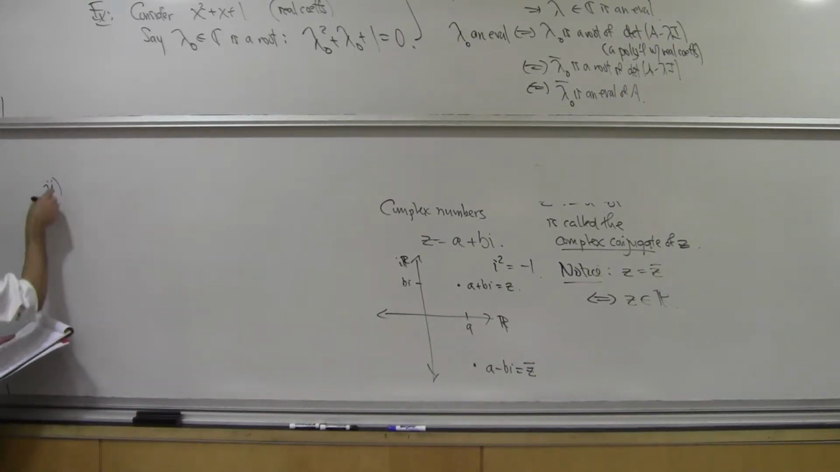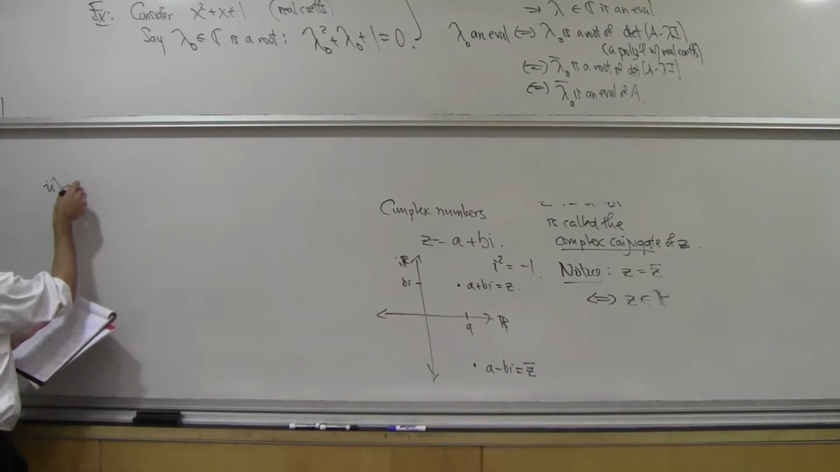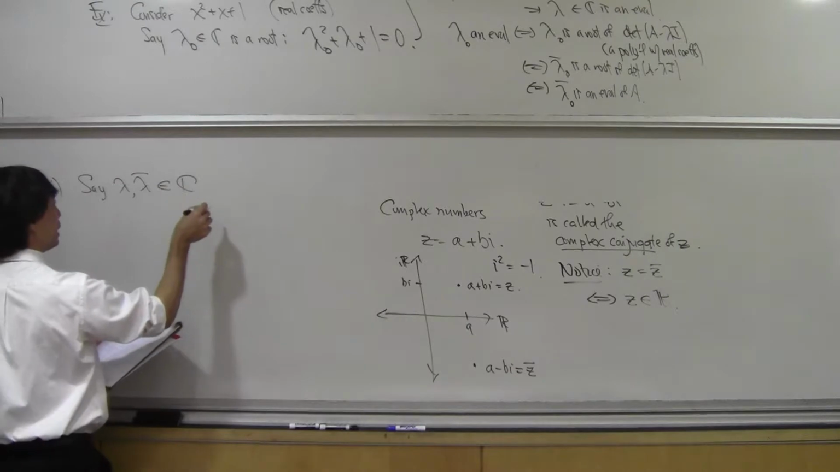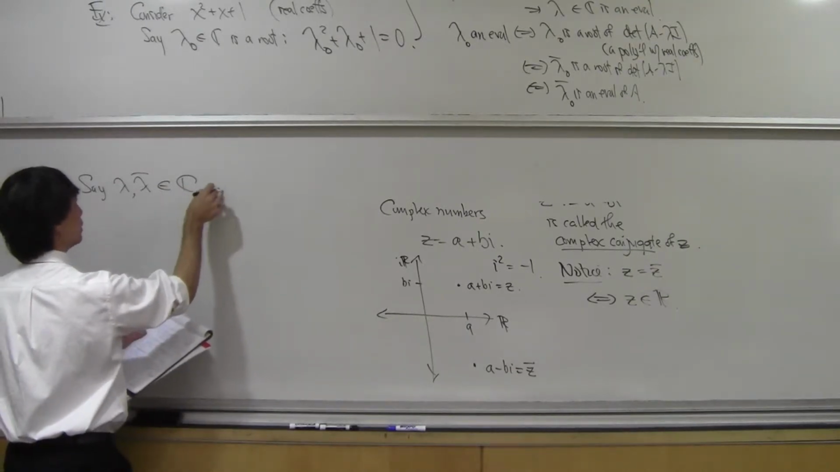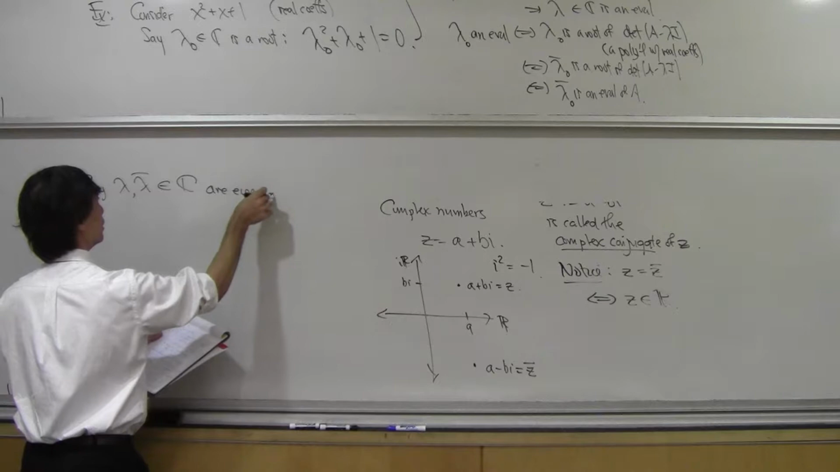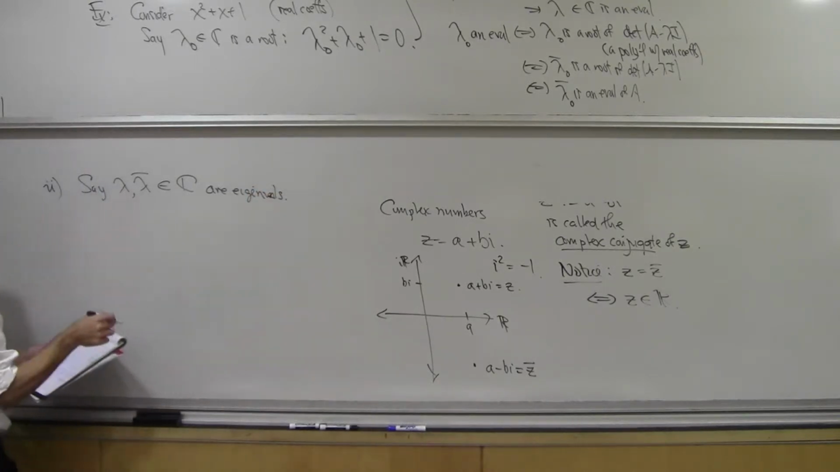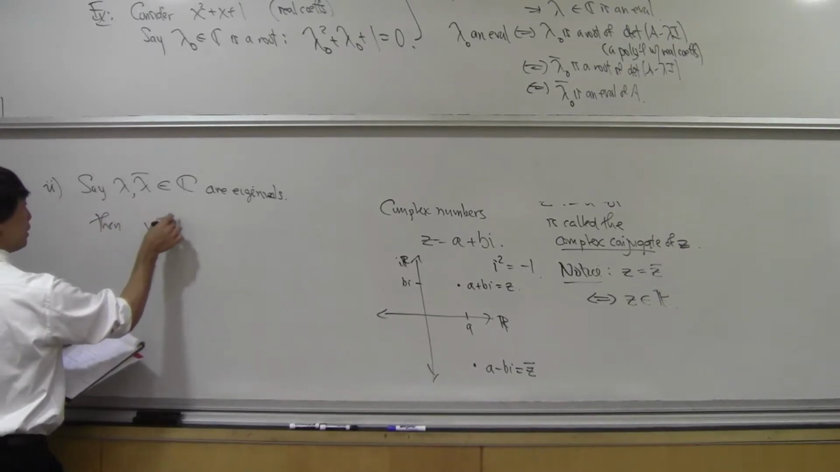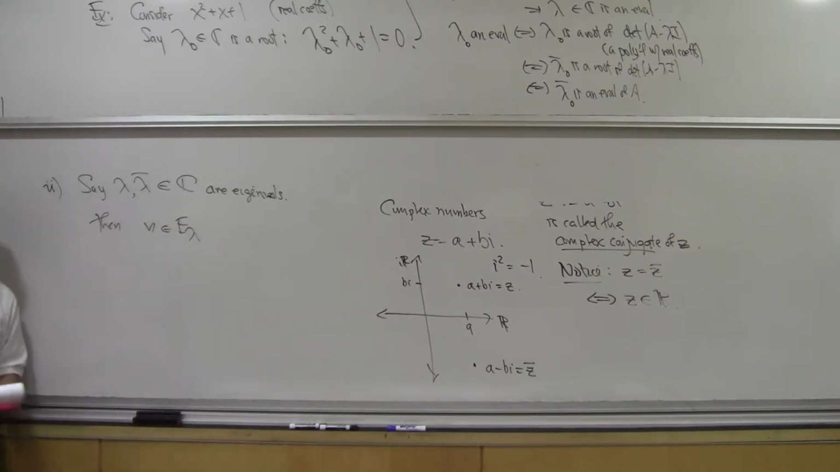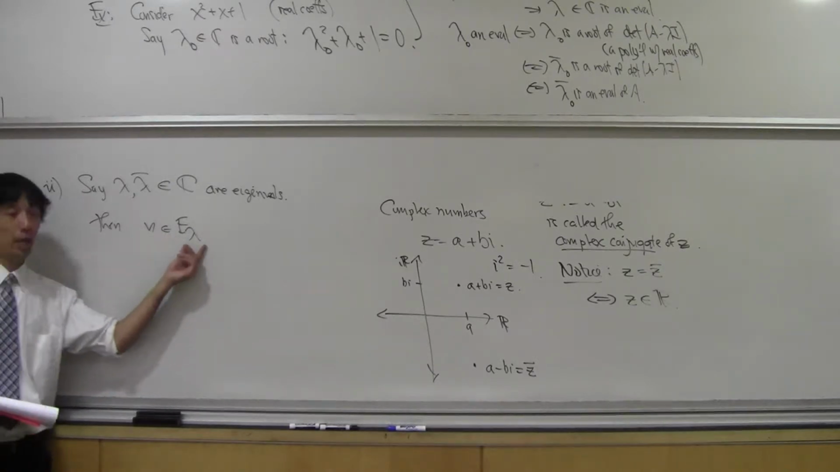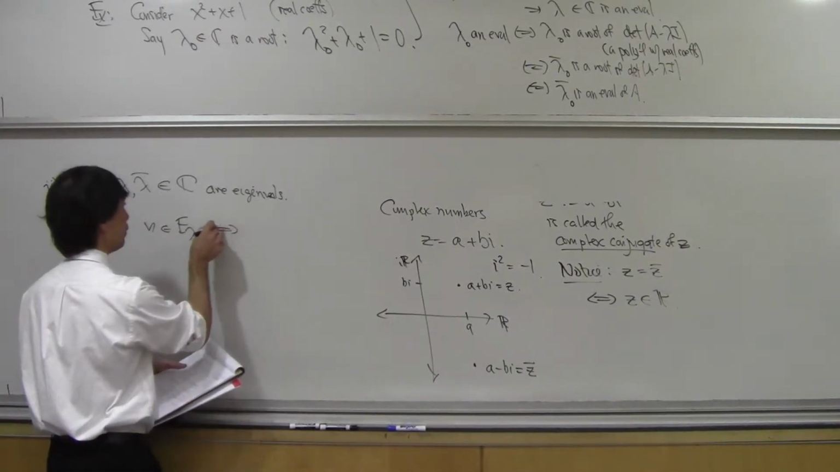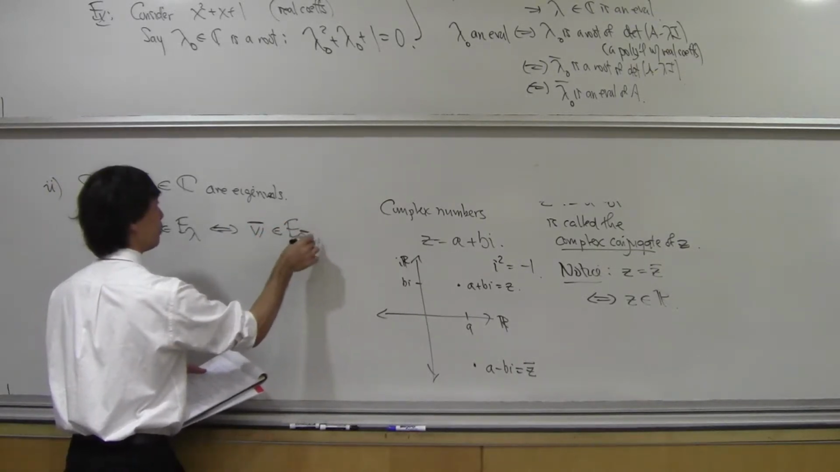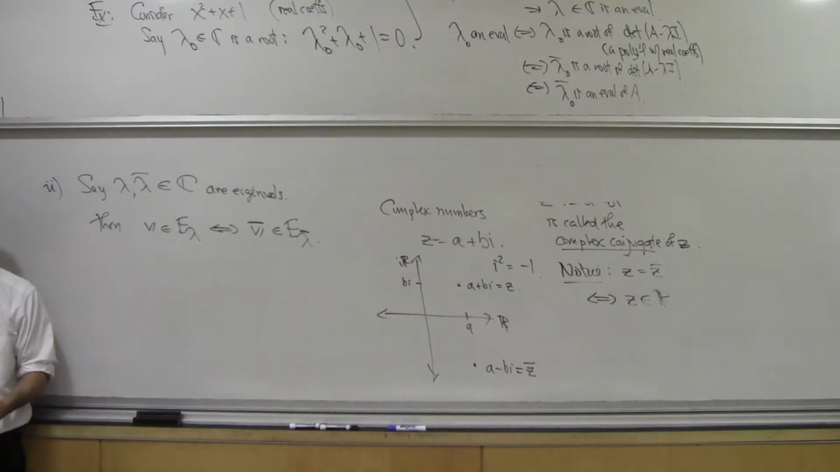Simple observation number 2. Now let's say that you have a pair of complex conjugate eigenvalues. Then you are an eigenvector of one eigenvalue if and only if your complex conjugate is an eigenvector with respect to the conjugate eigenvalue.